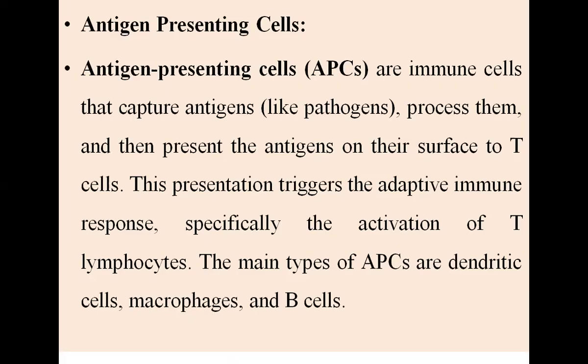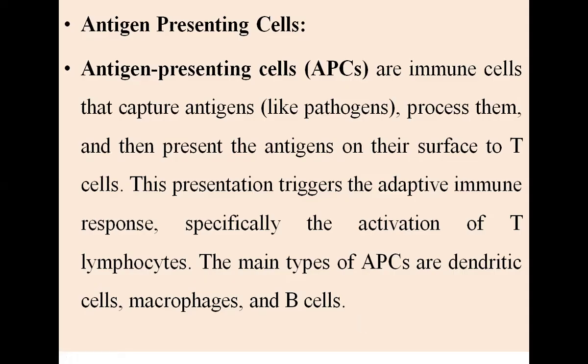These antigen presenting cells are immune cells that capture antigens like pathogens within the body and then process them and present the antigens on their surface to T cells. This presentation triggers the adaptive immune response, specifically the activation of T lymphocytes. In turn, these T lymphocytes present to the B cells and activate the B lymphocytes for the production of antibodies. The main types of APCs are dendritic cells, macrophages, and B cells.